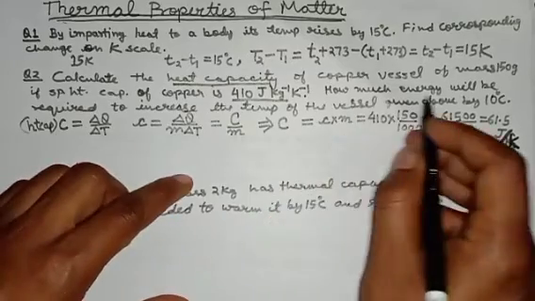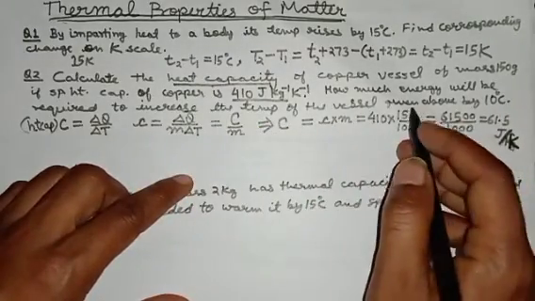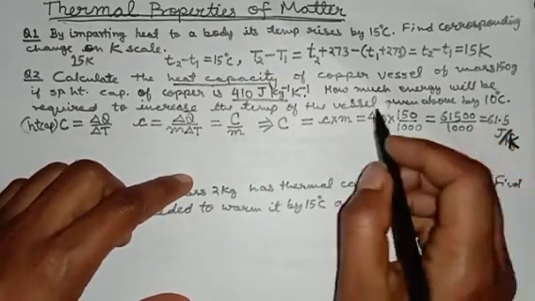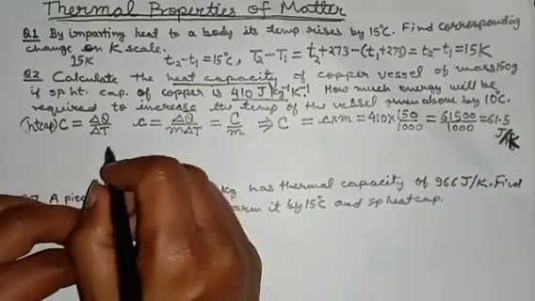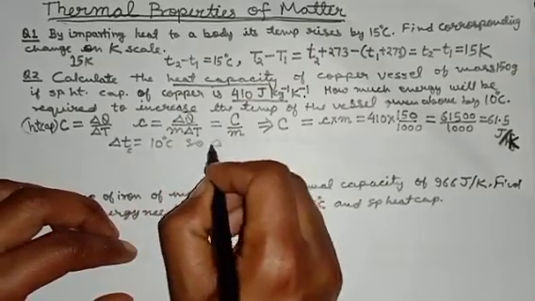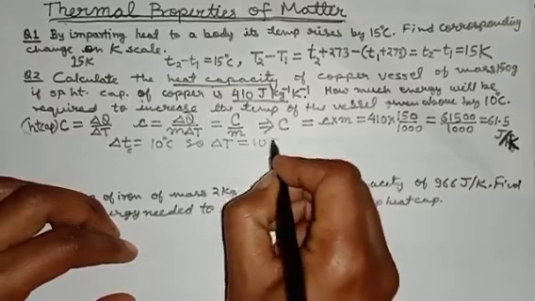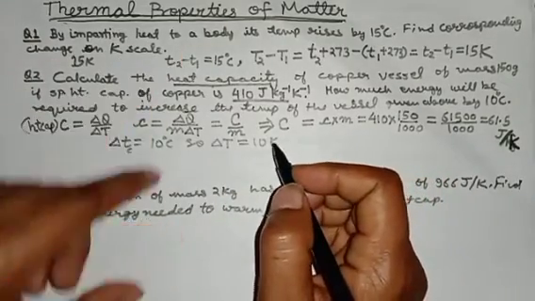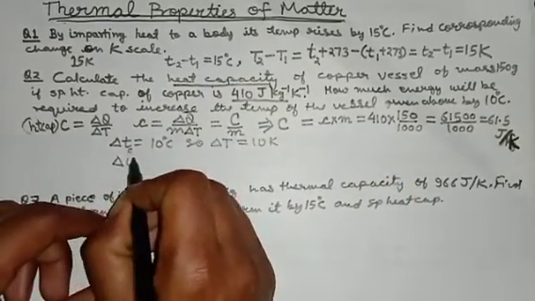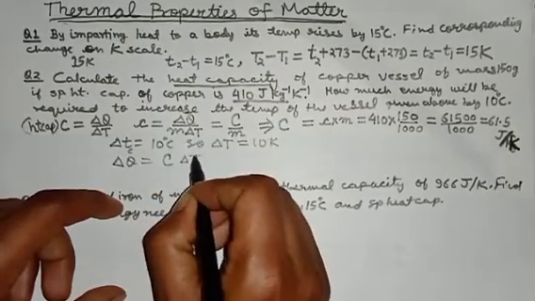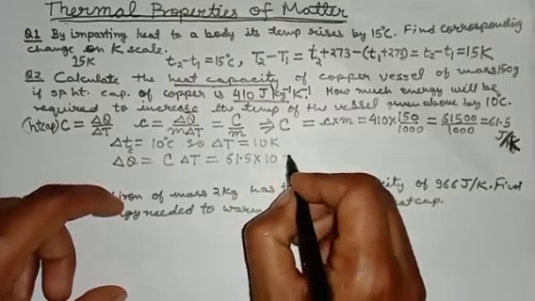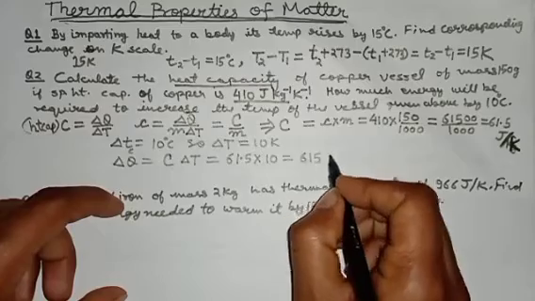Next, how much energy will be required to increase the temperature of the vessel given above by 10 degrees Celsius? Here we have obtained the heat capacity in Kelvin, but this is the change in degrees Celsius. Remember, delta T in Celsius is 10 degrees Celsius, so delta T in Kelvin will also be 10 Kelvin. There will be no change, as I told you in this problem. Now heat is required. Using the formula delta Q equals C delta T, C is 61.5 multiplied by 10, so it is 615 joule.